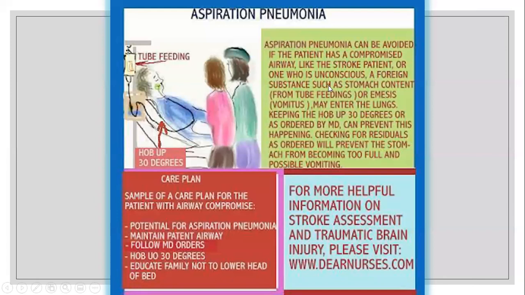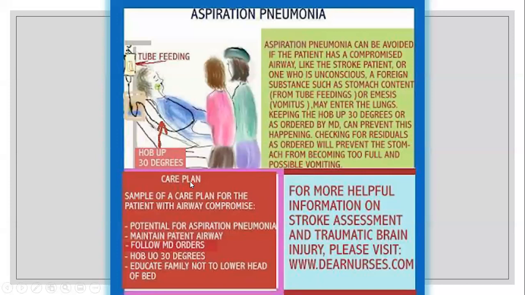A foreign substance such as stomach content or emesis, meaning vomitus, may enter the lungs. Keeping the head of the bed up to 30 degrees, or as ordered by doctors, is very important, and it can prevent this from happening. Check for residual as ordered. We will prevent the stomach from becoming too full and possible vomiting.